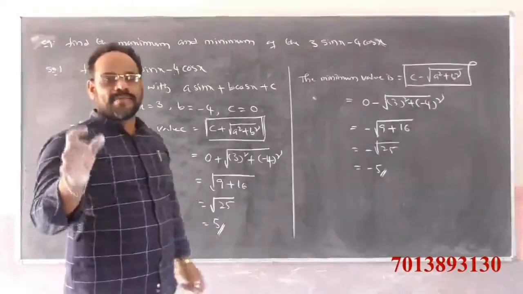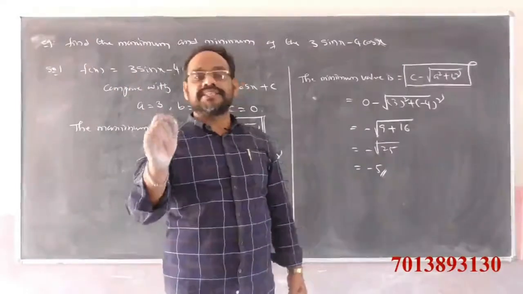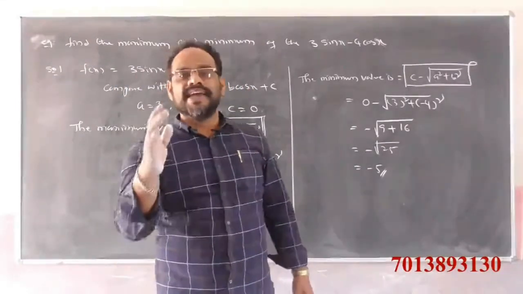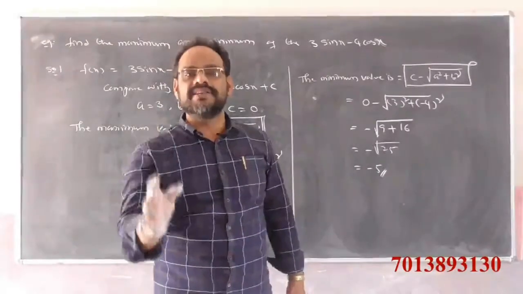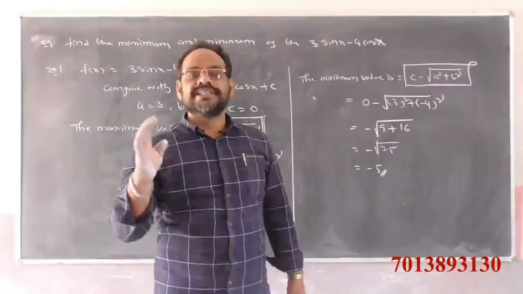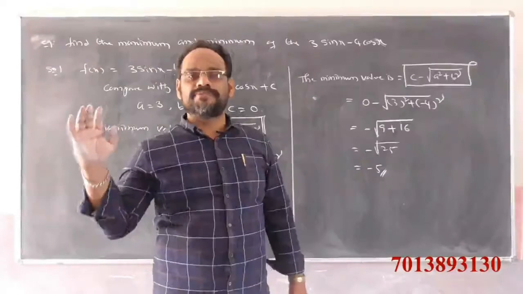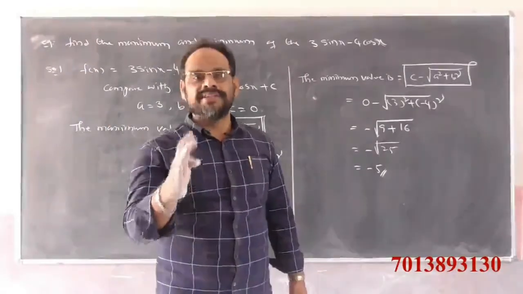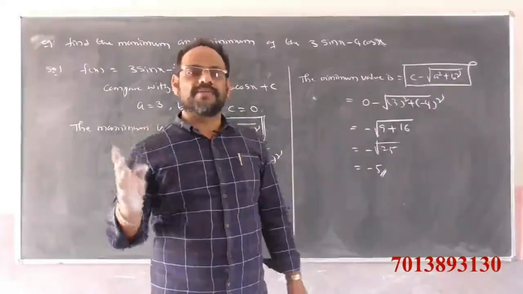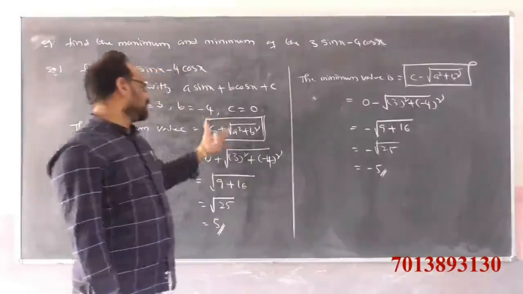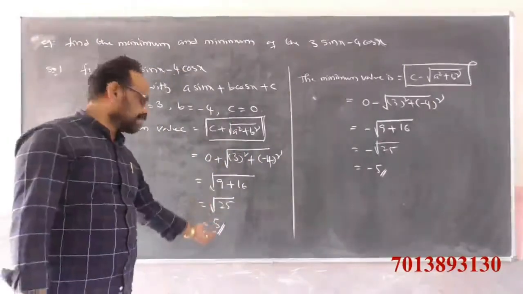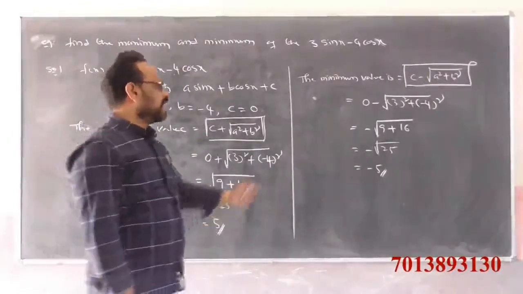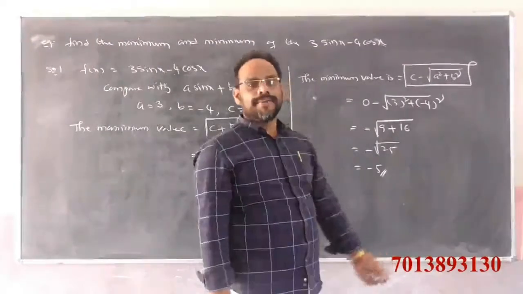Already we know that for a sin x plus b cos x plus c, the maximum value is c plus square root of a square plus b square, and the minimum value is c minus square root of a square plus b square. If you substitute the a, b, c values, we get plus 5 as the maximum value and minus 5 as the minimum value.